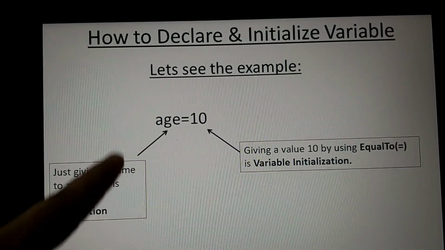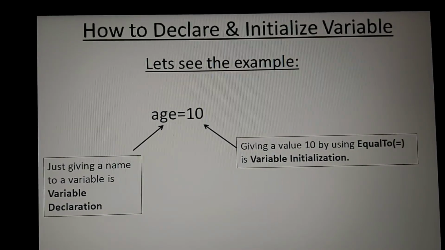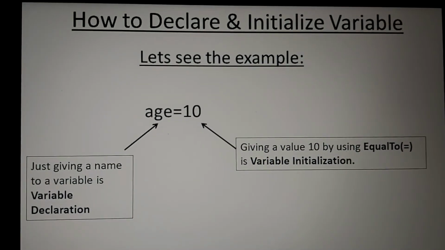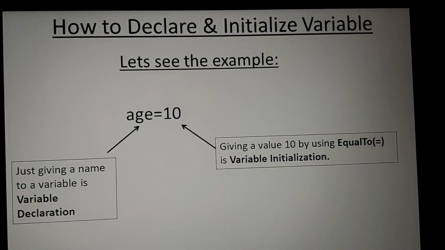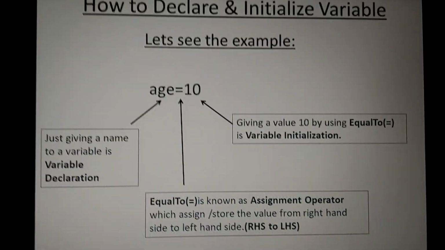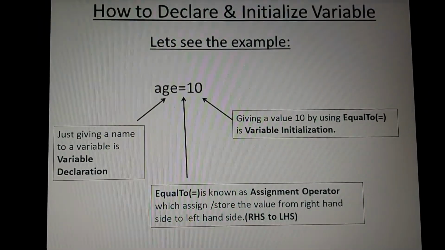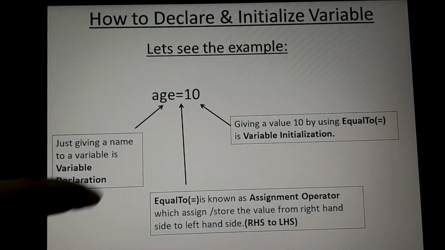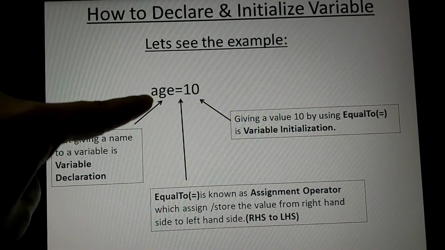So it means इस age के अंदर value कौन सी आ गई है? 10. But who is doing that task? भाई initialization का काम कौन कर रहा है? The important role has been played by only one thing, that is my is equal to. So class, here is equal to is playing the important role. What is the role? Is equal to is also known as the assignment operator, which assigns or stores the value from right hand side to left hand side.